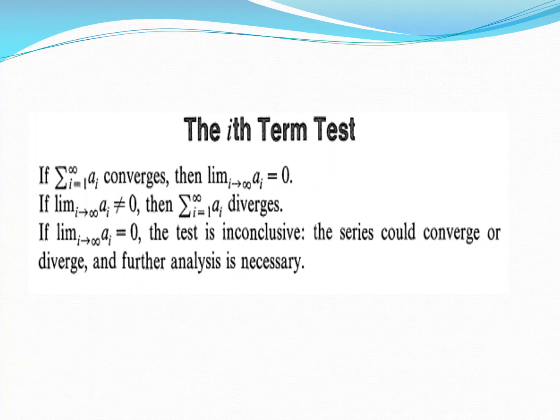The ith term test. If we have this series which converges, then the limit of ai as i approaches infinity is equal to 0. And if this limiting value is not equal to 0, then the series summation ai diverges. And if limiting value is equal to 0, then the test is inconclusive. The series would converge or diverge, and further analysis is necessary.